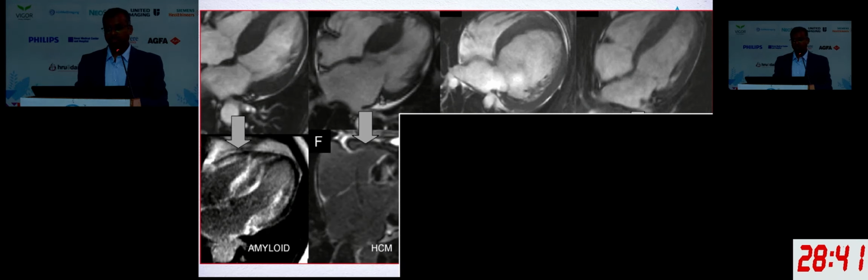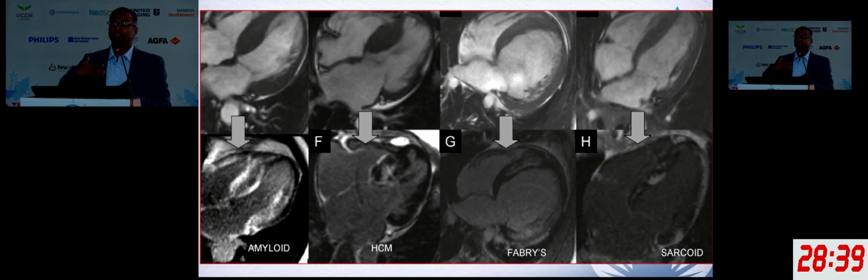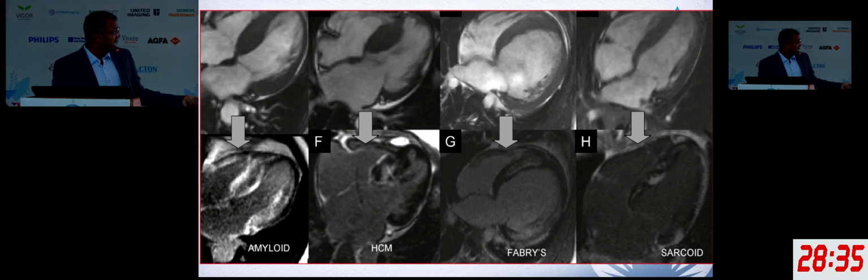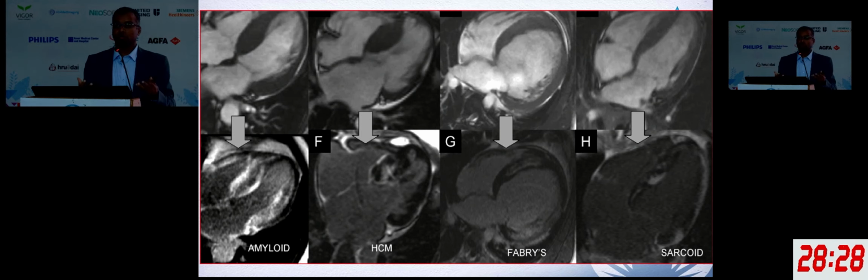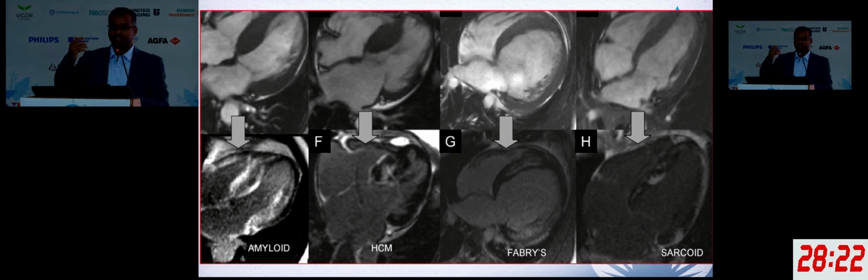But what is great about cardiac MR is that based on LGE pattern, we are able to tell that this patient is amyloid, this patient's got hypertrophic cardiomyopathy, this patient's got Fabry's, and this patient has got sarcoid. That's the beauty of LGE. But it's very good for presentations. In real life, it's not that clear cut.